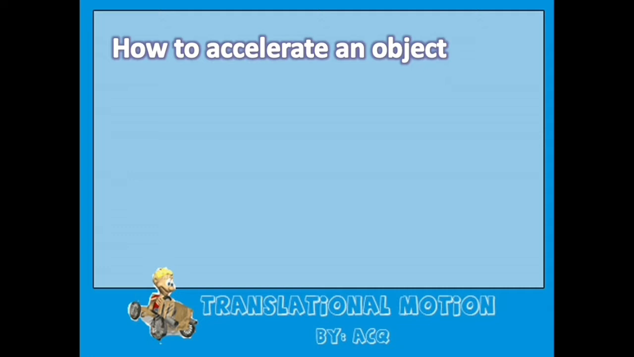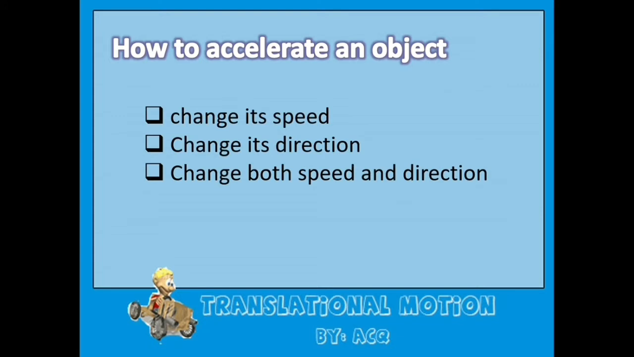Okay. Ways of accelerating an object. We can change its speed. Even though, let's say, a car is moving on a linear path or in a straight path, if it's changing its speed from 20 kilometers per hour to 40 kilometers per hour to 60 kilometers per hour, the object is accelerating. More so, if it's changing its speed and at the same time changing its direction, it is also accelerating.